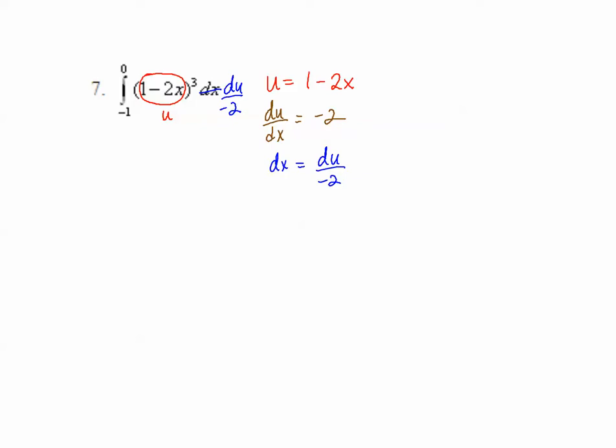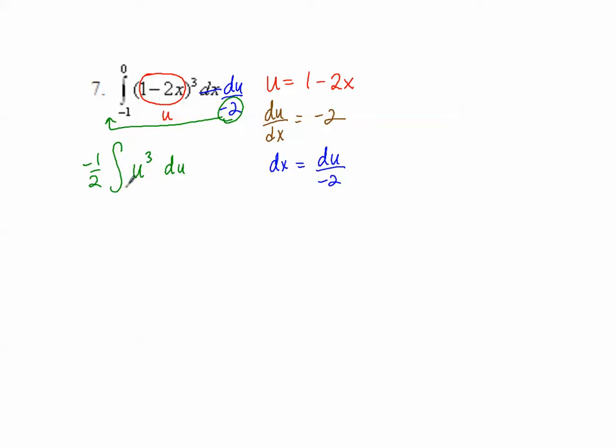Let's do some substitution now. So I rewrite my integral. This became u to the third du. I could say over negative 2, or I could bring this out. I like that better. It makes it a little bit simpler. Notice, though, I did not write my limits of integration.